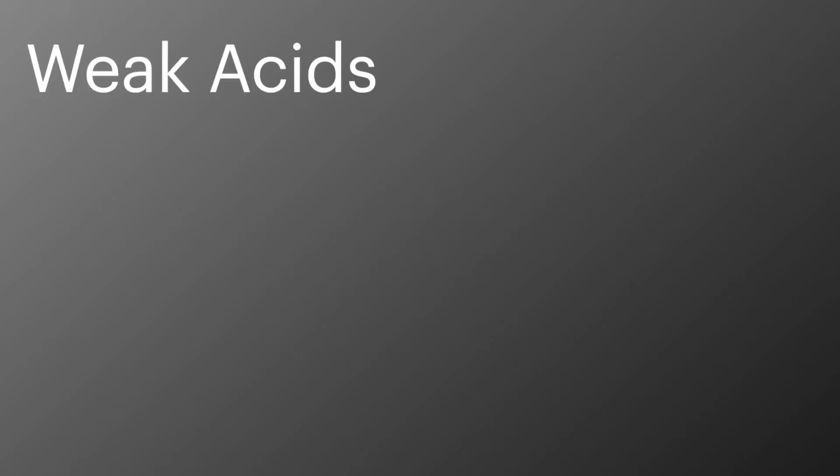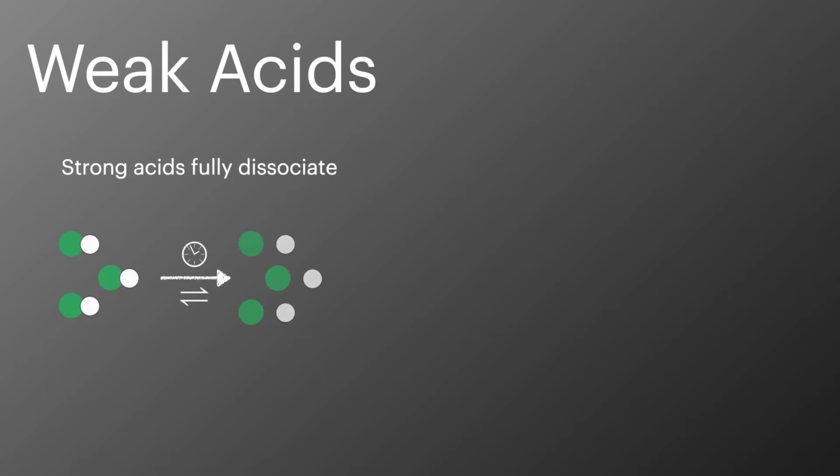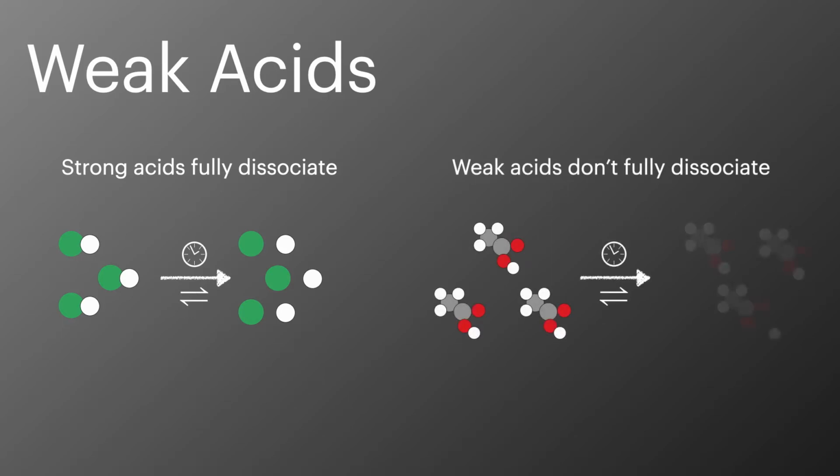We're very familiar with strong acids like hydrochloric acid and nitric acid. The reason why they're categorised as strong is the fact that they fully dissociate in solution. This means that the concentration of hydrogen ions is equal to the concentration of the acid. Weak acids like ethanoic acid and phosphoric acid are categorised as weak because they don't fully dissociate in water.